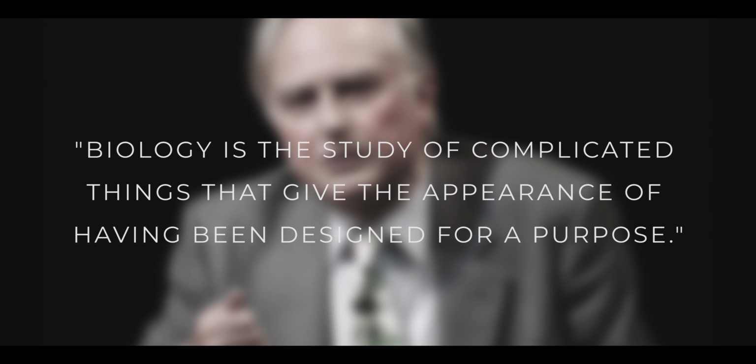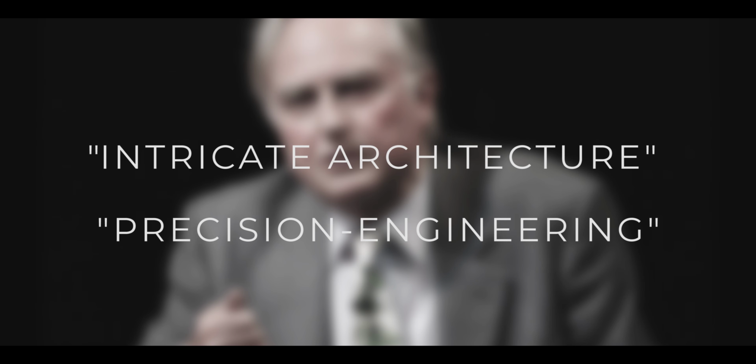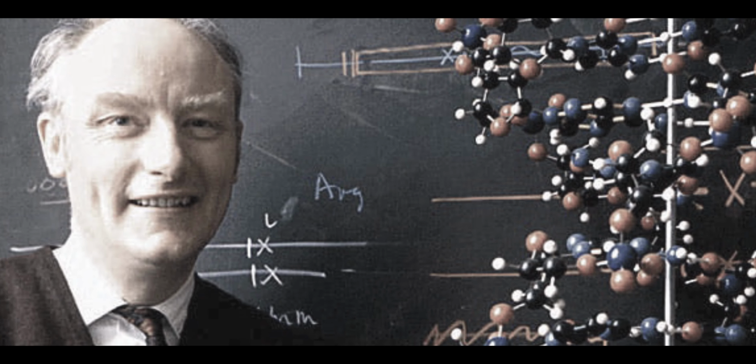"Biology is the study of complicated things that give the appearance of having been designed for a purpose." He then uses the words intricate architecture and precision engineering, referring to the intricacies of apparent design found in the components of life. Isn't it odd that he would use these words of design describing something that nature just supposedly blindly produced? Francis Crick, who co-discovered DNA, also agrees with Dawkins about how obvious it is that there is appearance of design found in the genes of DNA.